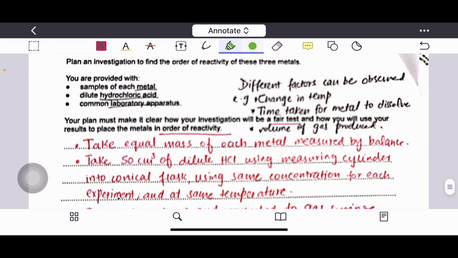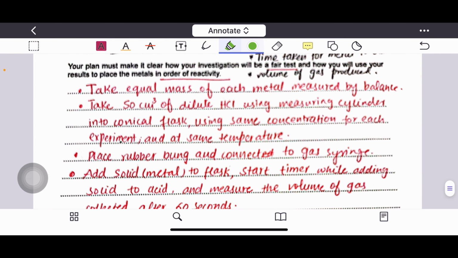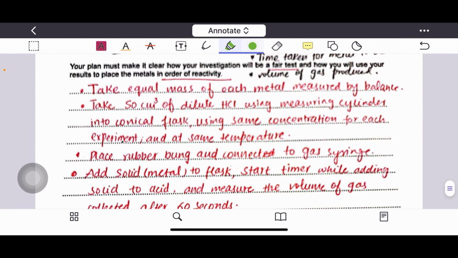Your plan must make it clear how your investigation will be a fair test and how you will use your results to place the metals in order of reactivity. We need to explain the experiment here and then the conclusion. So here, take equal mass of each metal measured by balance, equal mass to make sure of a fair test.